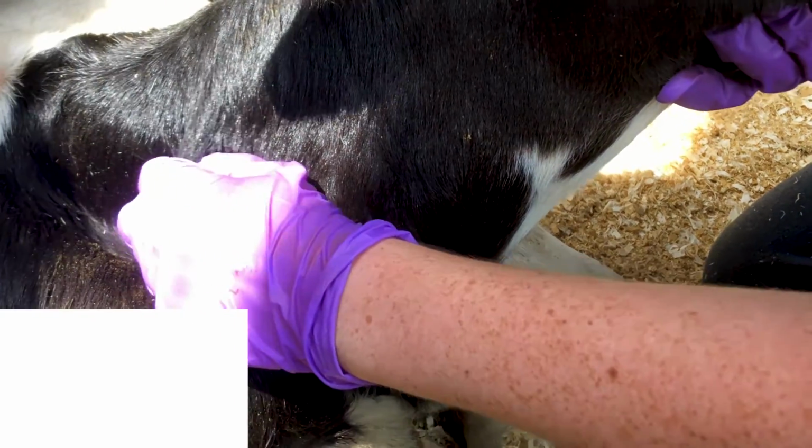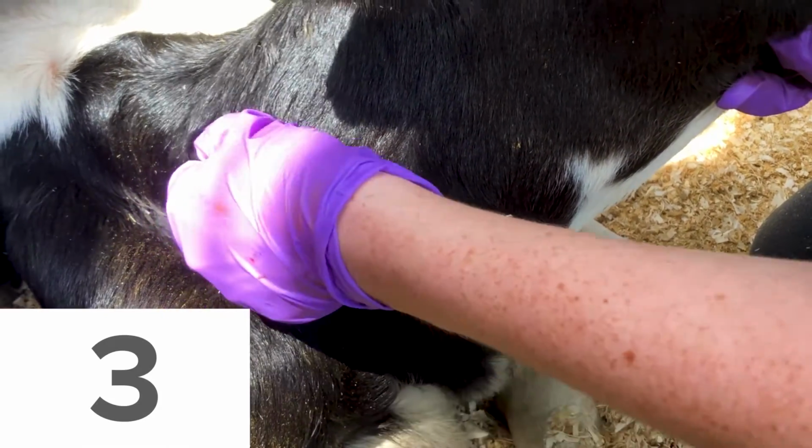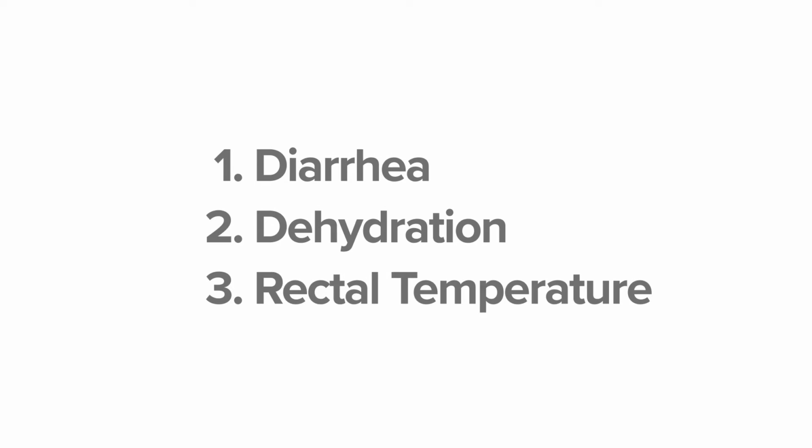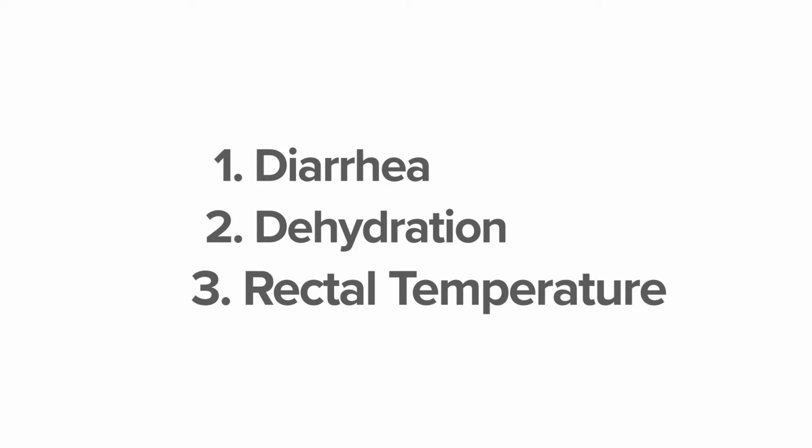A score of 3 is when the skin takes longer than 10 seconds to flatten, the calf may be down or unresponsive and have very sunken eyes. This would be considered severe dehydration. A score of 1, 2, or 3 are causes of concern, with scores of 2 and 3 being of most concern. Finally, rectal temperature plays a key role in any health assessment.